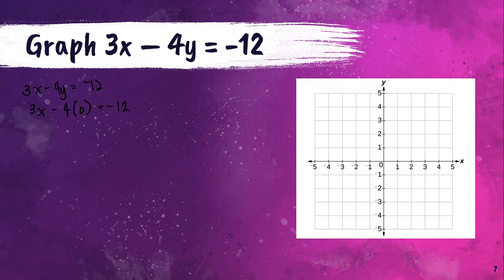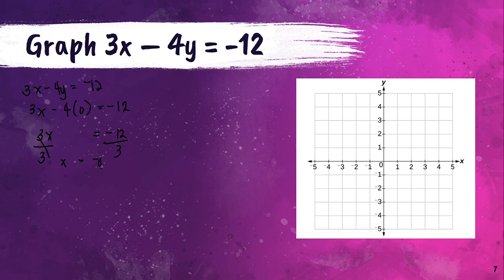And then simplify your answer. So you have 3x minus 4 times 0, and 4 times 0 is 0. So that will be 3x is equal to negative 12. Your goal here is to get your x-intercept, or your value of x. So for you to obtain the value of x, you have to divide both sides by 3. So x would be equal to negative 4.